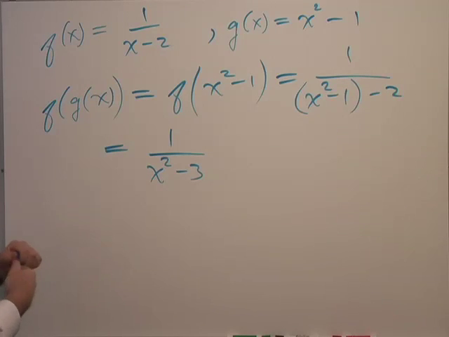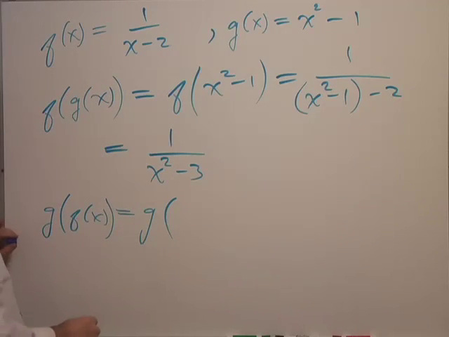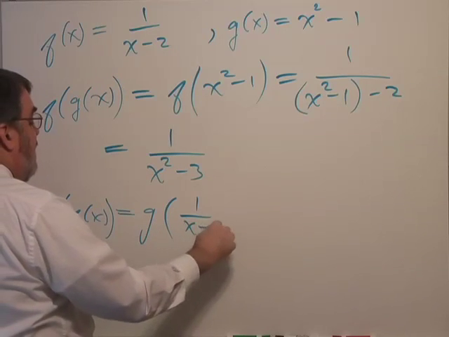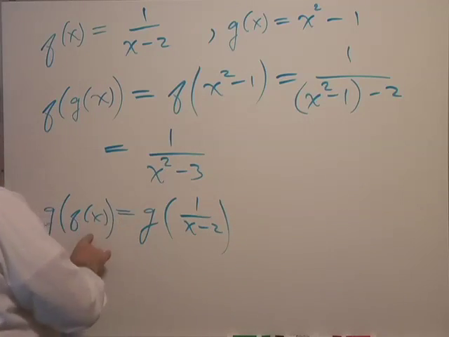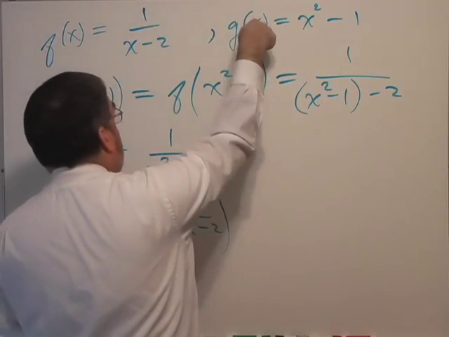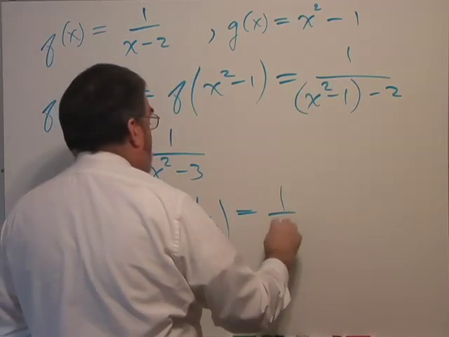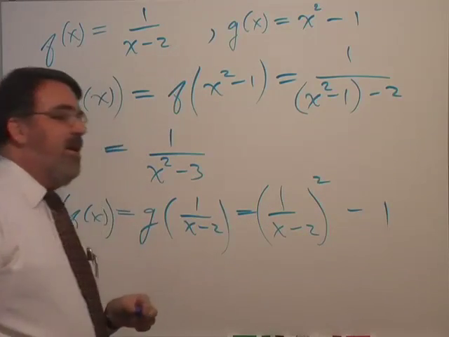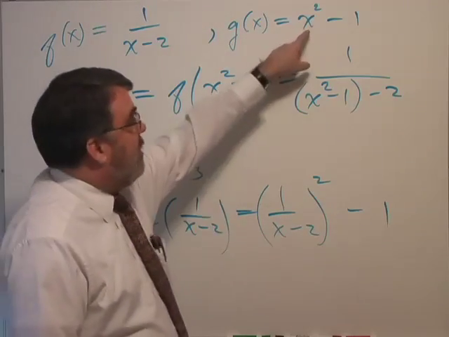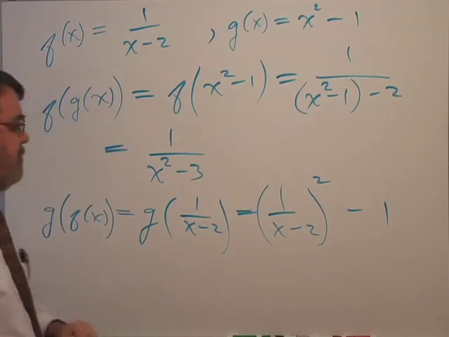And just to complete this, let's reverse that process. g of f of x means into the g function, I'm going to plug in 1 over x minus 2, the f function. And so f is this, and now it's going to be plugged into here, which means I'm going to replace x with 1 over x minus 2 squared. Well, I'm going to replace x with 1 over x minus 2, but it gets squared because that's what g does. g takes an input, it squares it, and then it subtracts 1.